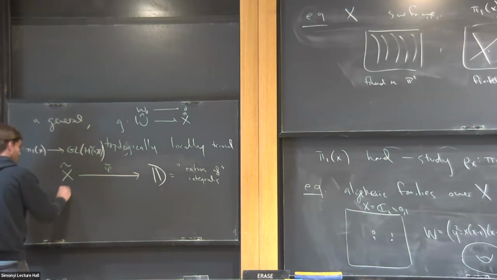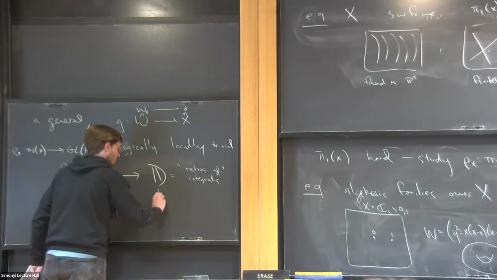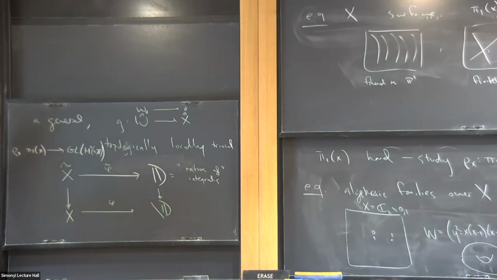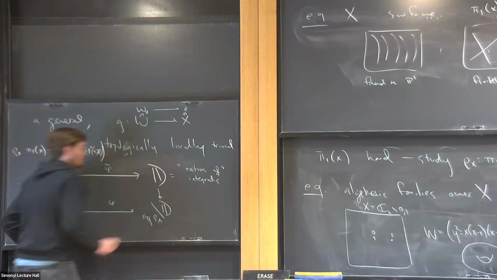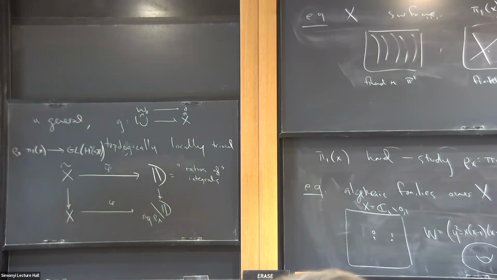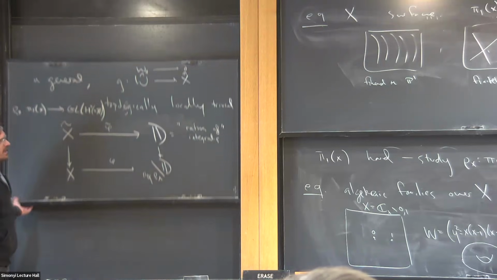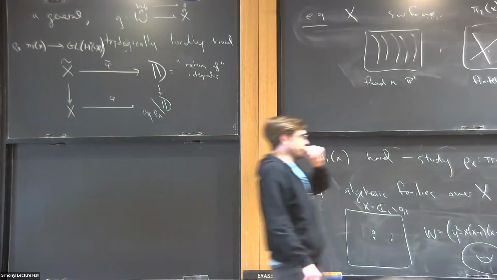And just as over there, I can look at what happens downstairs. So I get a period map from X to the corresponding quotient of this complex analytic manifold by the image of this representation, which it turns out acts discretely. Okay, so this is a reasonable complex manifold. And so far, everything looks pretty.